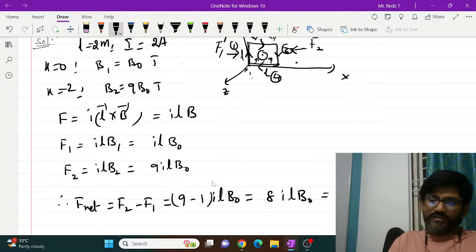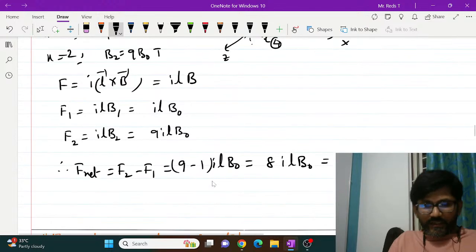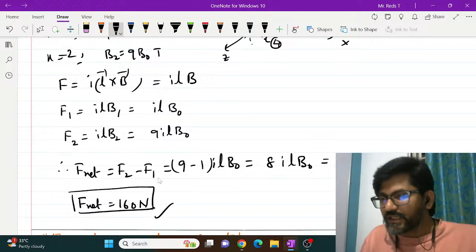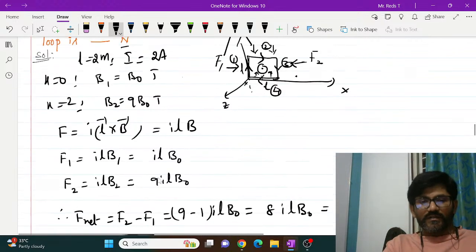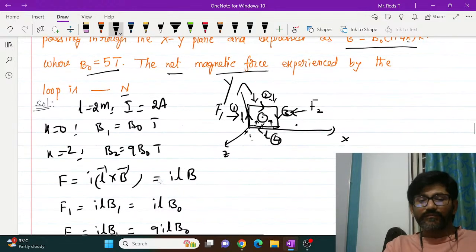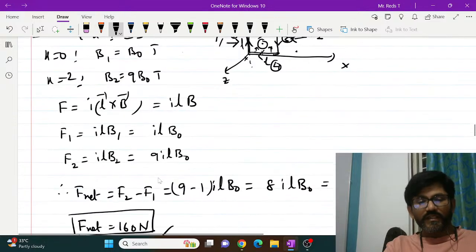The unit of force is Newton. Therefore, net force is 160 Newton. So try to calculate the parameters carefully. So that is your answer. That's it. I hope every point is clear. We can go through once again.